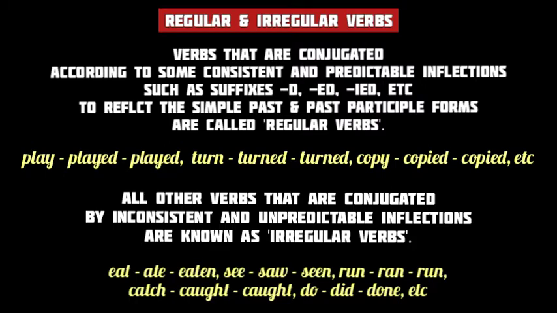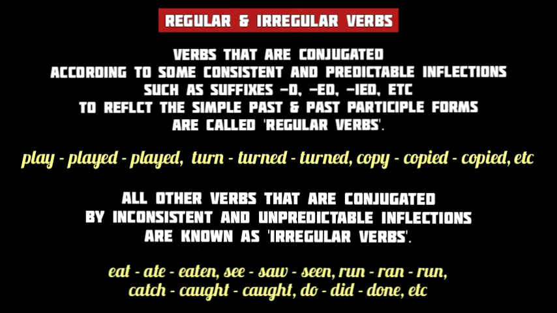Now what are regular and irregular verbs? Well, if a verb is conjugated by suffixing d, ed or ied to its end, for the simple past tense or the past participle form, it's called a regular verb.